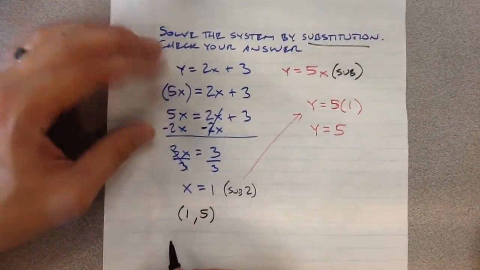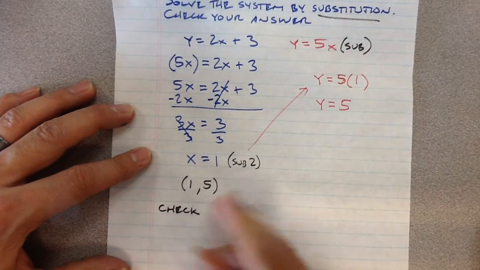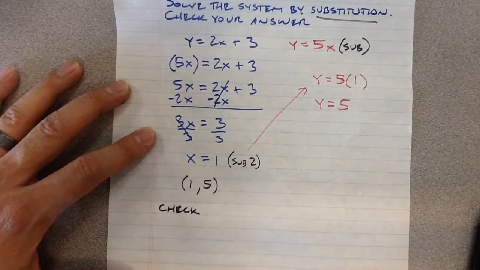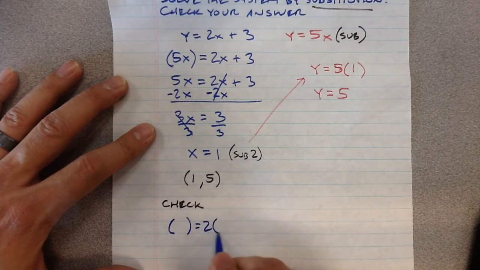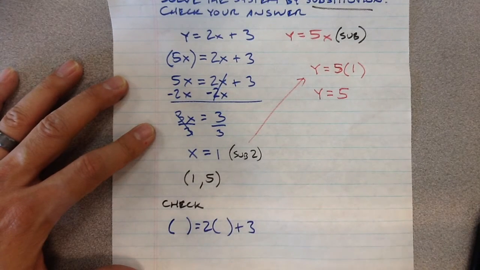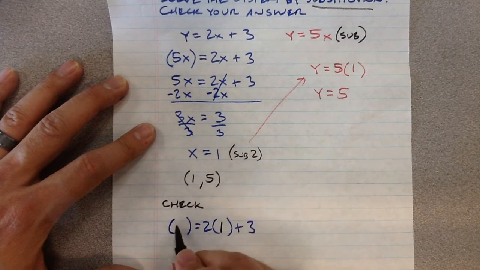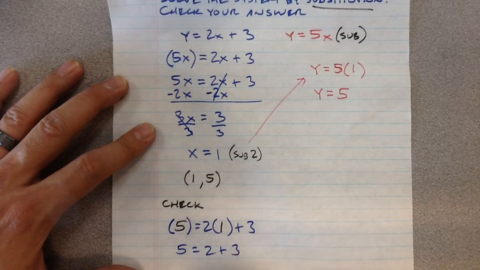Now let's check our answer by just taking this and seeing if it works for the original blue equation and the original red equation. So in the blue equation, y equals 2x plus 3, where x is 1, which goes right here, and y is 5. I do the math. 5 equals 2 plus 3, and 5 equals 5. So that checks out.